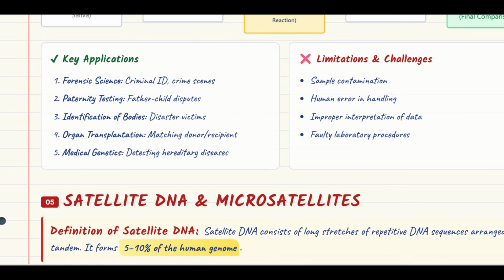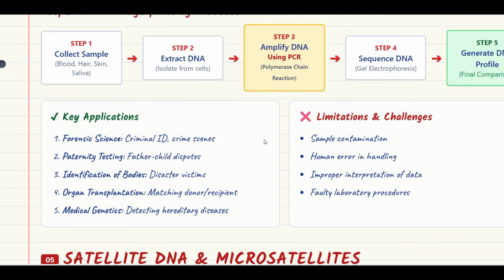Medical genetics and organ transplantation: it helps in organ transplantation by matching donor and recipient. We need to identify, right? Medical genetics also involves detecting hereditary disease. If the father has a disease, it may be present in the offspring. We need to know whether the offspring's disease came from genetics or not. That also we can detect from DNA fingerprinting.